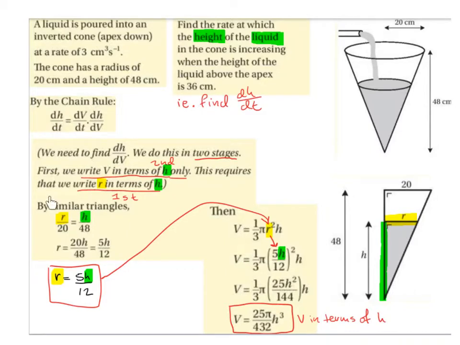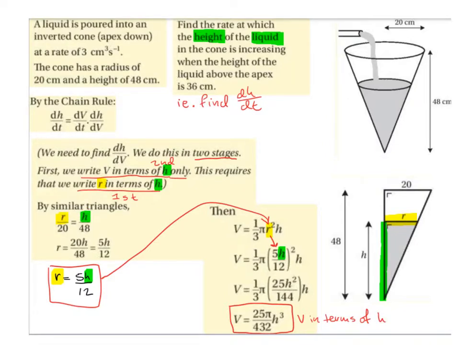So we're going to use the idea of similar triangles, because we have a triangle and then we have a smaller triangle inside it, so they are both similar to each other. So that means that the angles are all the same, but the lengths are different. But the lengths are in the same proportion with each other. So by similar triangles, we have r over 20 equals h over 48. These are the corresponding sides. So r over 20 equals h over 48.